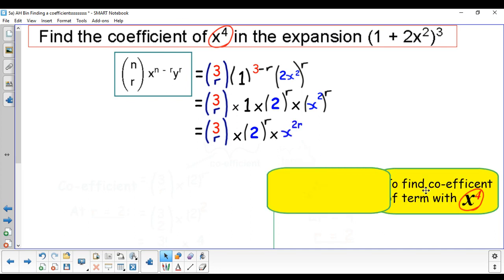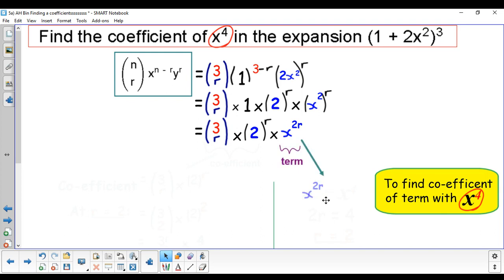What were we asked to do? We were asked to find x to the 4, so I'm going to use that and find the term and set x to the 2r equal to x to the 4. That means 2r equals 4, so r is 2.